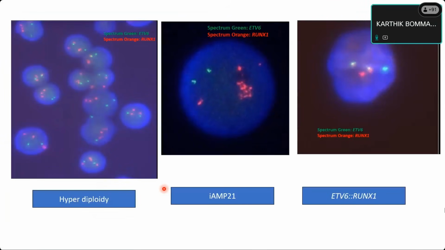So based on one probe, the ETV RUNX1 dual fusion probe, you can identify hyperdiploidy if there are more than 2 RUNX1 signals. If there is clustering of RUNX1 signals, it is iAMP21. And if there are 2 fusions, you are identifying ETV RUNX1. So one probe can give a good prognostic parameter, a bad prognostic parameter, and almost another good prognostic parameter. So this is a specialty of this probe, right? Any doubts? No. I'm not going into detail about this probe interpretation because it will be taken in some other class.